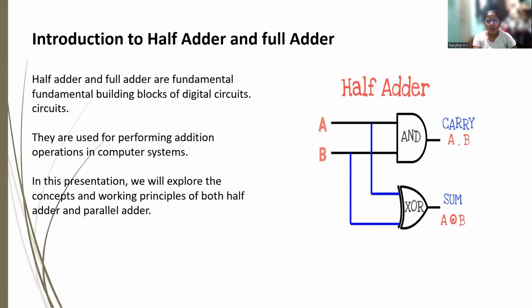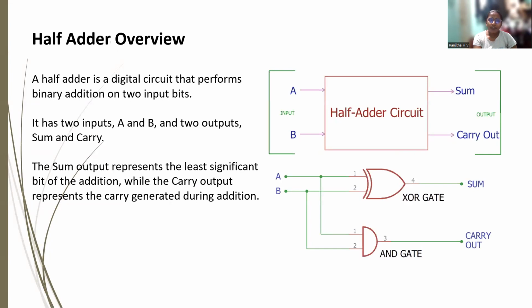Here we can see the half adder circuit diagram. We are going to use the AND gate and XOR gate. Half adder overview. A half adder is a digital circuit that performs binary addition on two input bits. It has two inputs A and B and two outputs sum and carry. The sum output represents the least significant bit of addition, while the carry output represents the carry generated during addition.